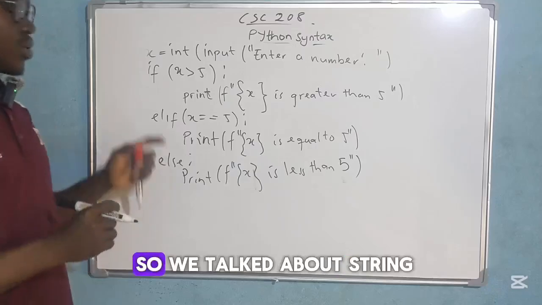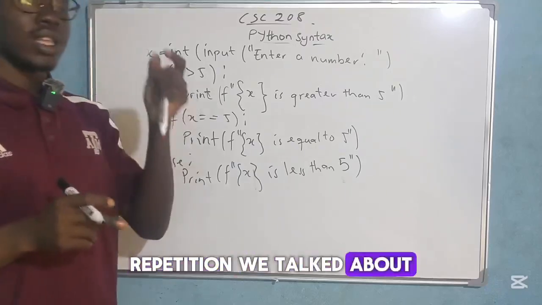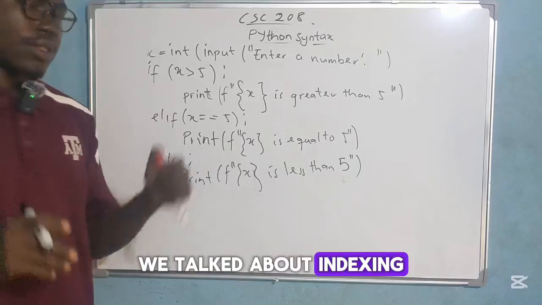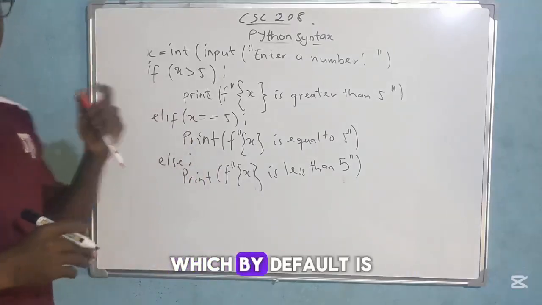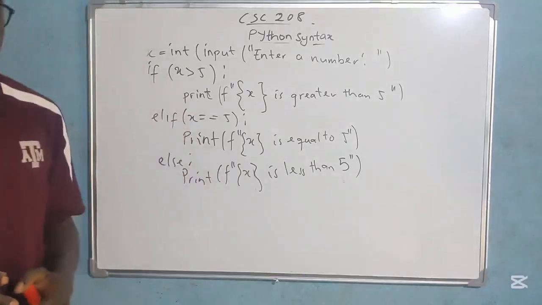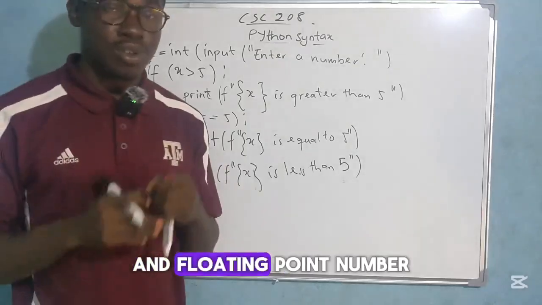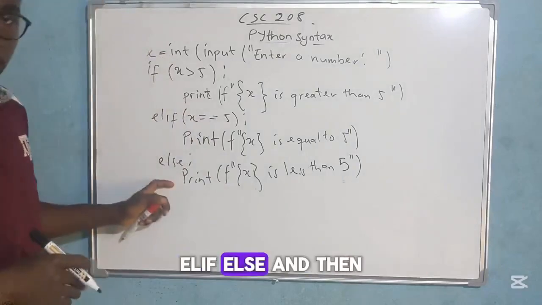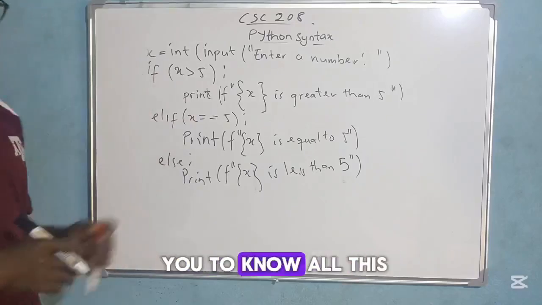So that's just it. We talked about string, the types of operation on string, concatenation, repetition. We talked about getting the string length, that's just the number of characters in the string. We talked about indexing, start counting from 0. We talked about getting an input, which by default is considered to be a string. Now you need to specify the data type. We showed the difference between integer and floating point number and how they affect your code. We talked about conditions, if, elif, else, and then the importance of indentation in Python. It's very important for you to note all this.